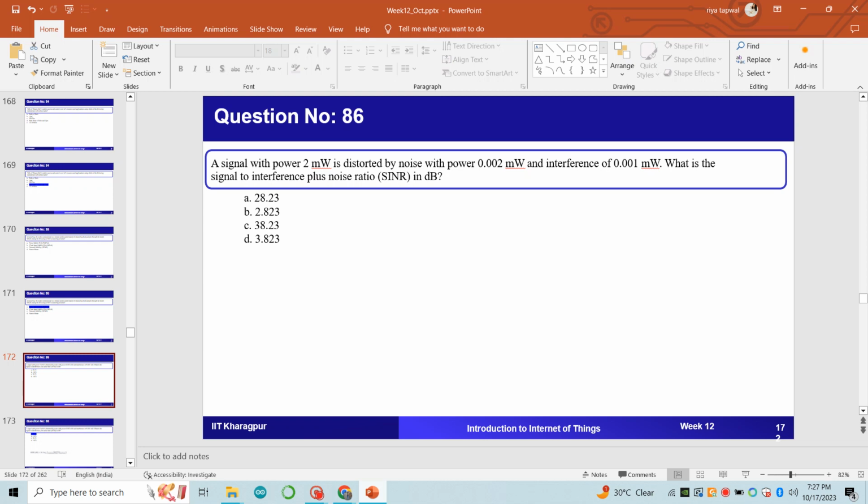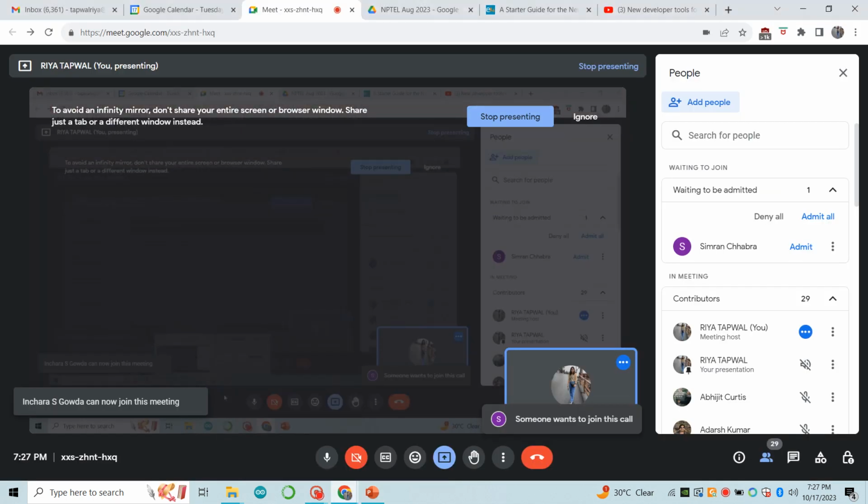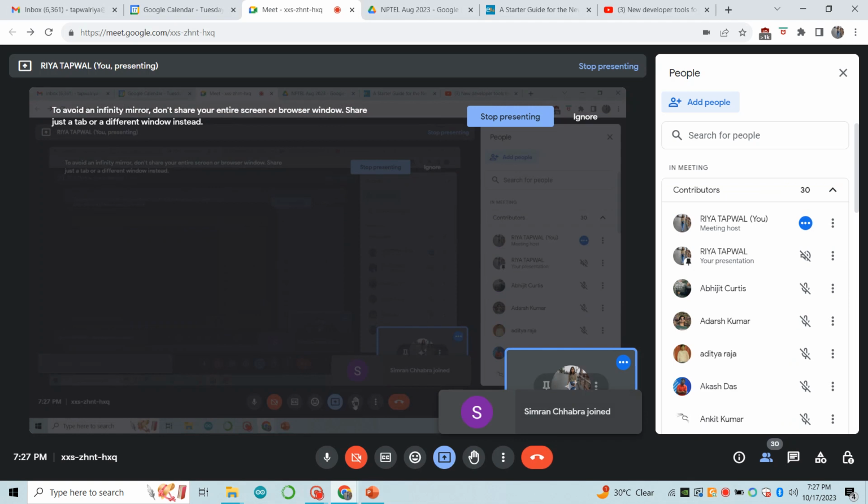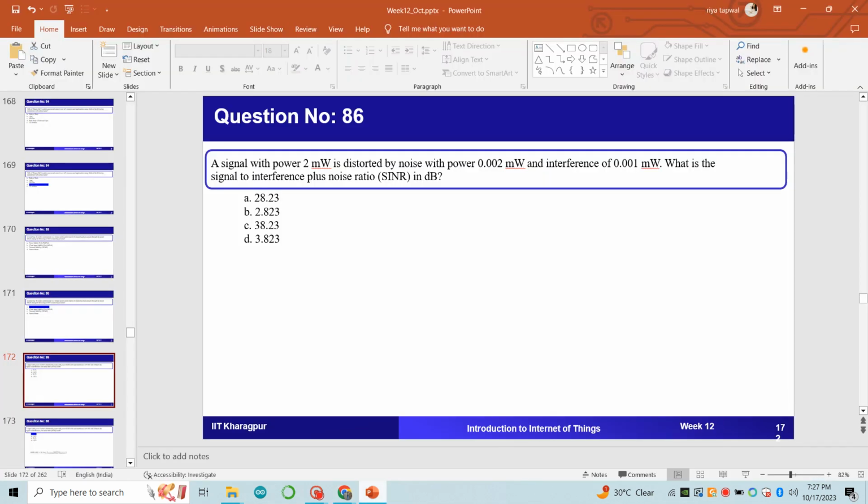Anyone who solved? You can use calculators as well. Anyone? Are you guys solving or not?